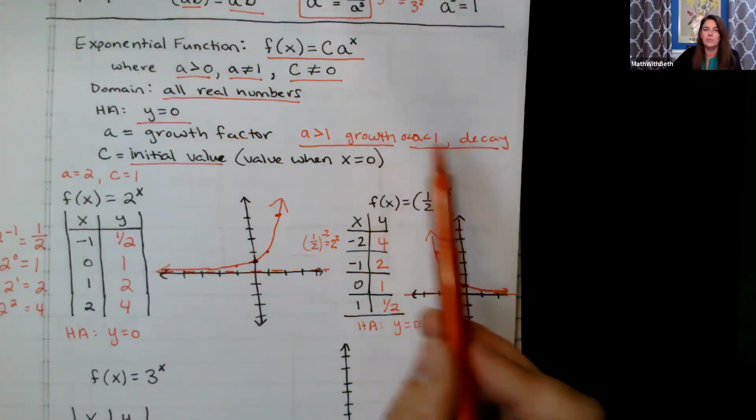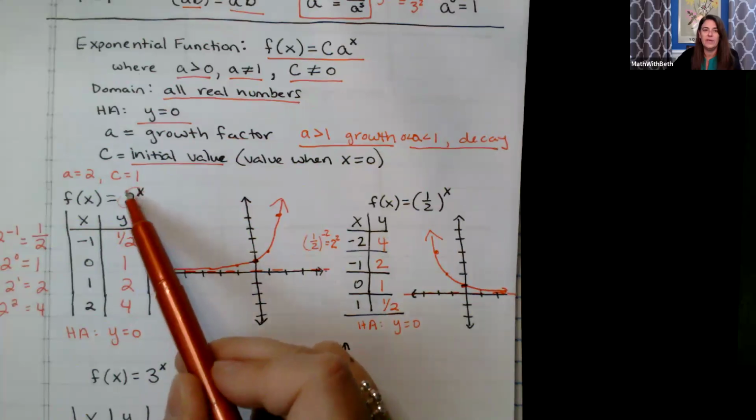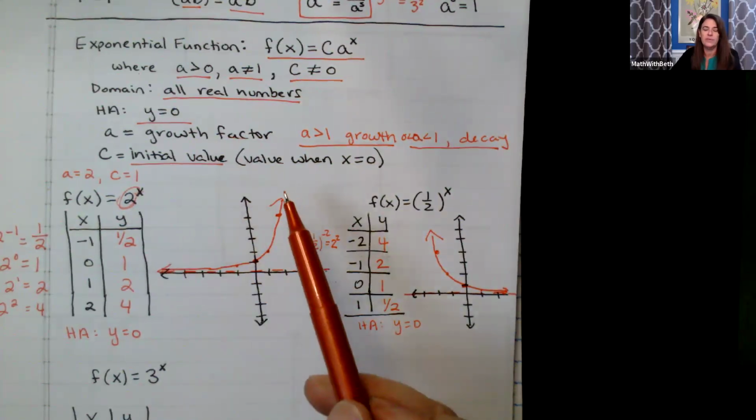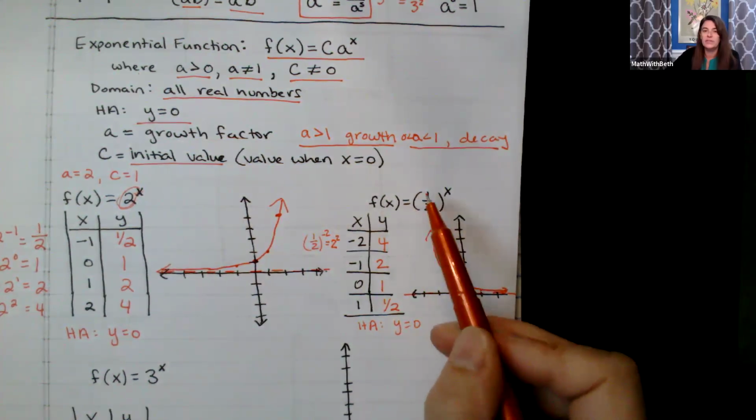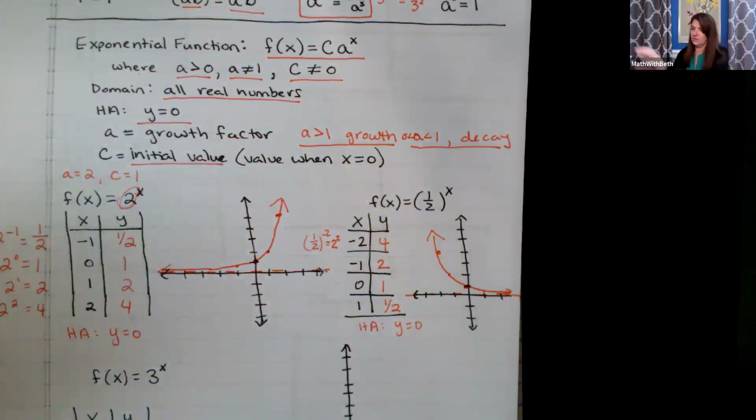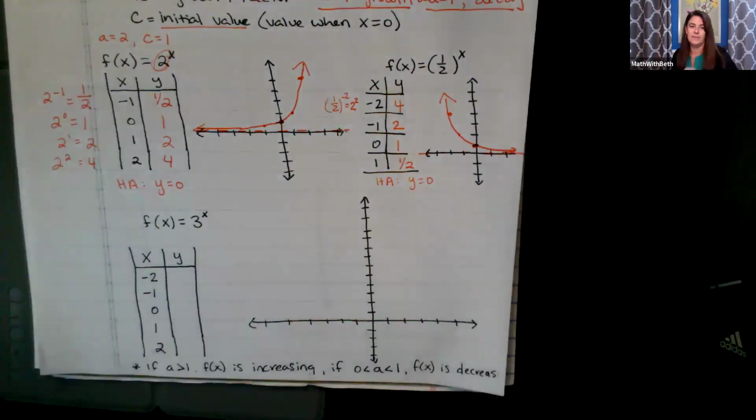So now does this make a little more sense that if the A, the base number here, is larger than 1, it will be a growth. If it's a number between 0 and 1, it will be a decay. So let's do one more.